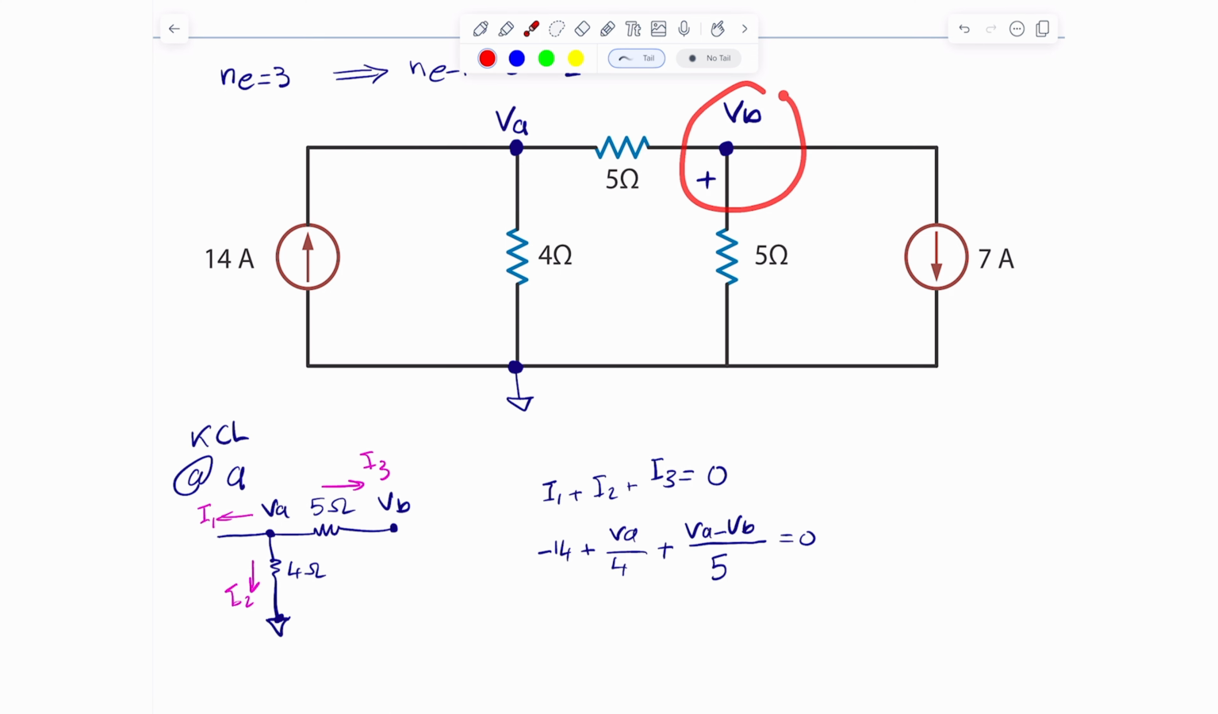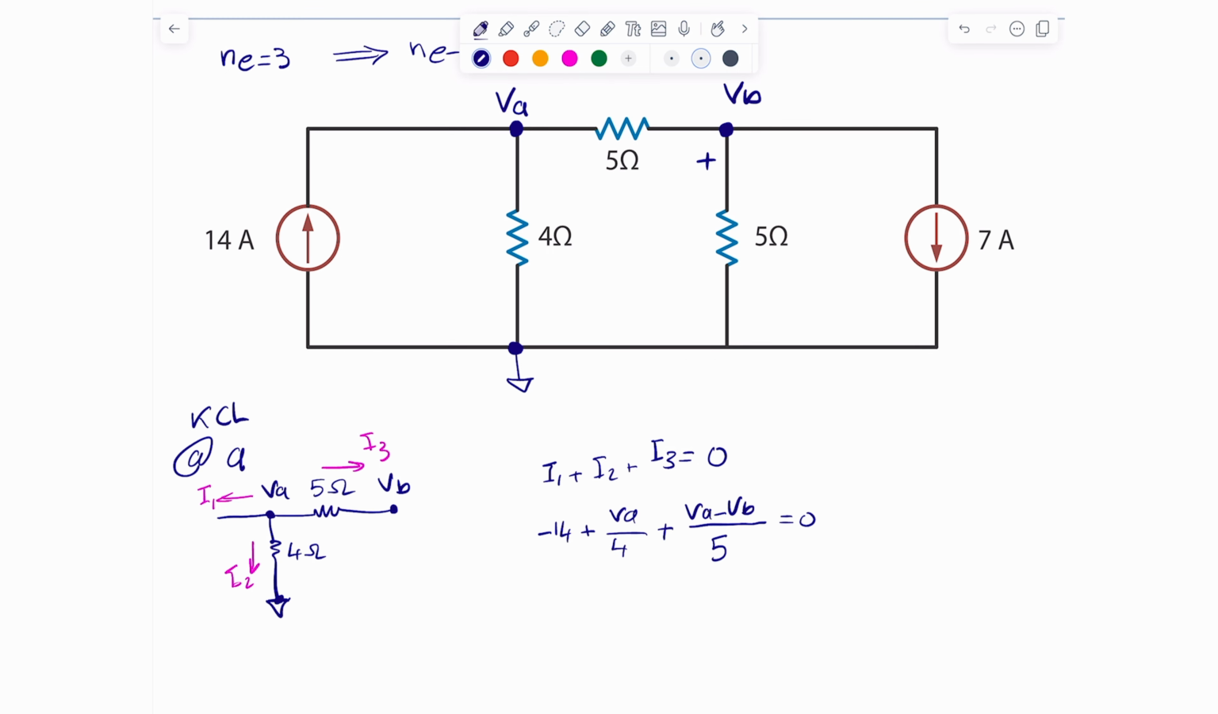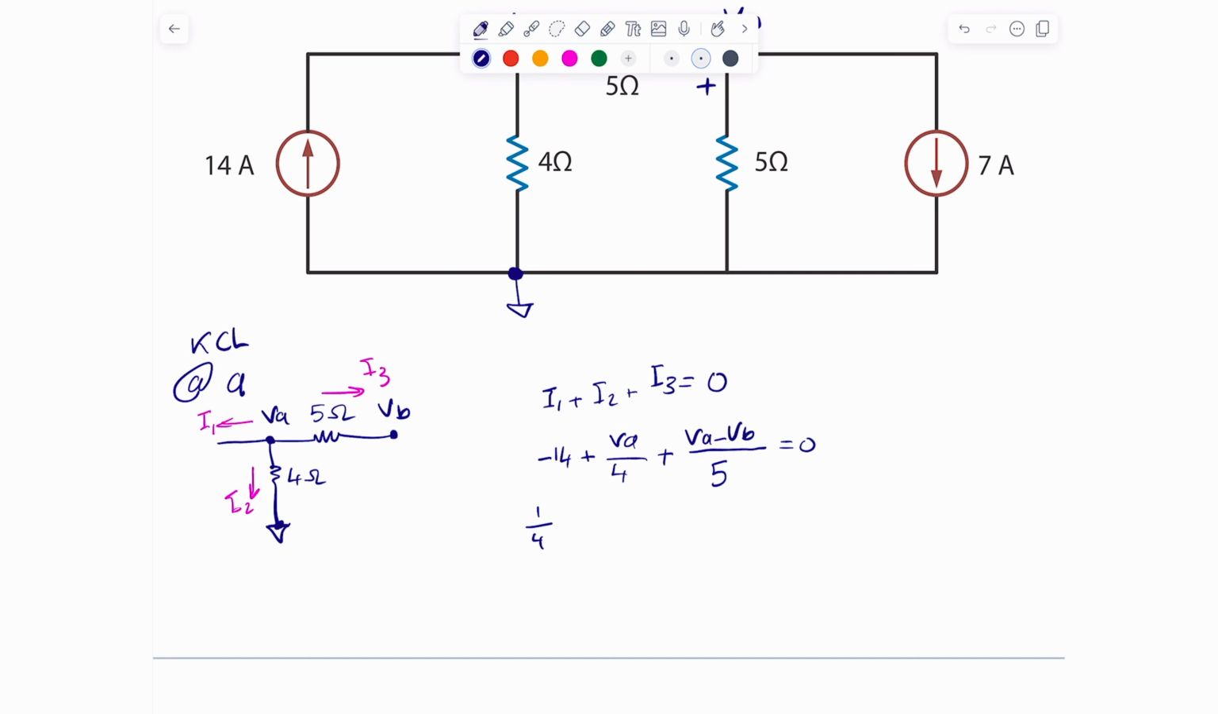I have to clean this equation a little bit so that I sum up or combine VAs together and combine VB together, so that I have a simpler equation. That will be the following. We can just say that (1/4 + 1/5) VA. This is coming from these two in here, so I have the 1/4 and 1/5 for the VA. And then, of course, I have minus (1/5) VB. And that should be equal to 14.